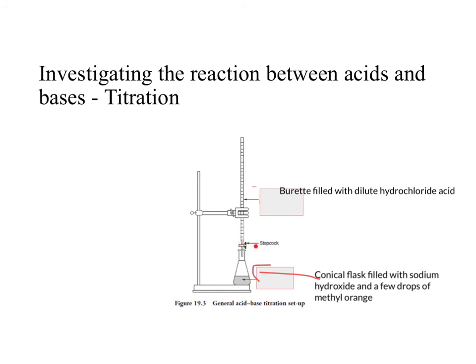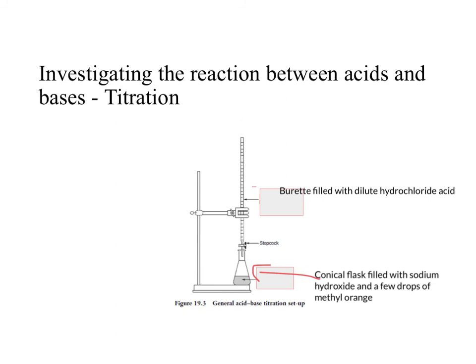Now we can adjust the stopcock to slowly allow the hydrochloric acid to trickle down drop by drop into our conical flask. As the hydrochloric acid is trickling down into the conical flask, we're going to be slowly swirling this flask, slowly swirling it and looking for a colour change.